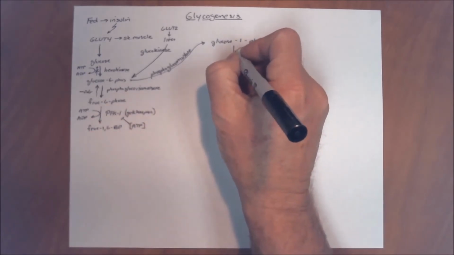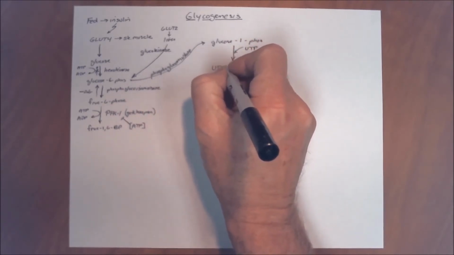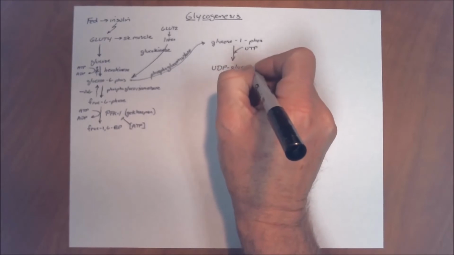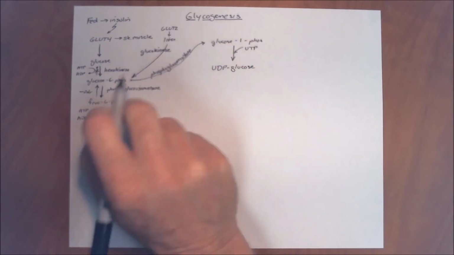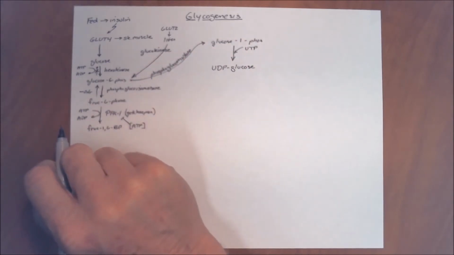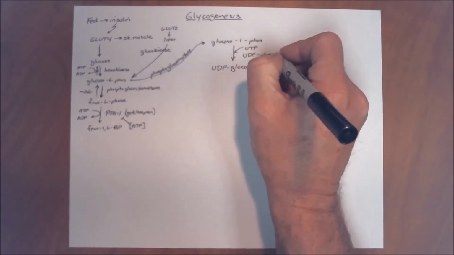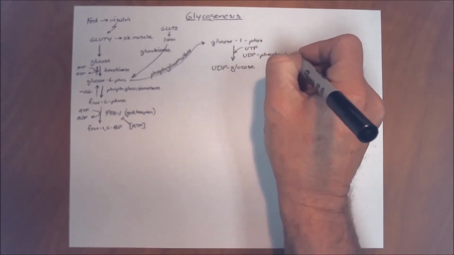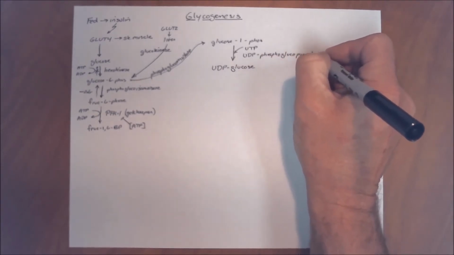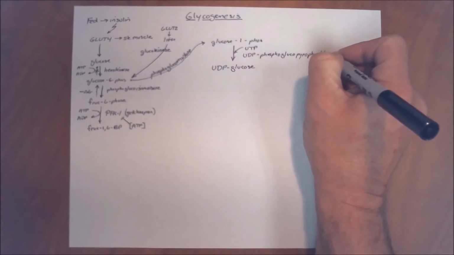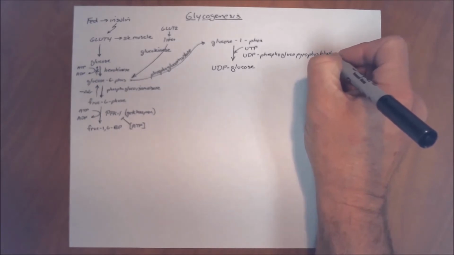We are going to do that with UTP and generate UDP glucose. So the UDP molecule will be on the phosphate on the number 1 carbon. The enzyme that does this is UDP glucose pyrophosphorylase.